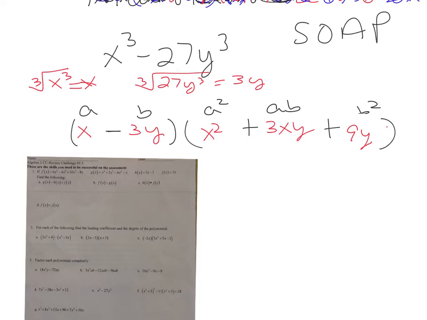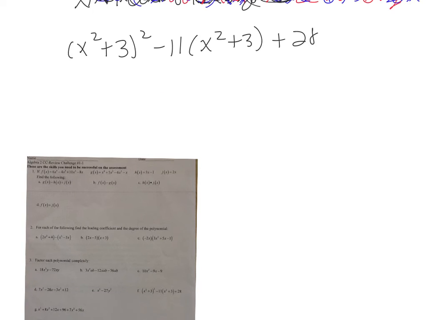All right, let's take a look at G. Okay, so sorry, the next one is F that we need to look at. So this is one of those weird ones. Notice that inside my parentheses here, I have an x squared plus 3 and x squared plus 3. So what I'm going to do is write let x squared plus 3 equal y. So I'm going to have y squared minus 11y plus 28.